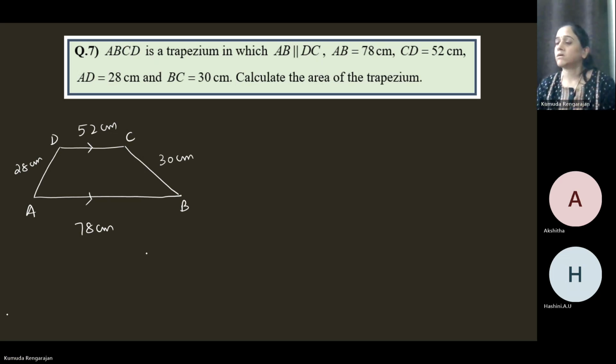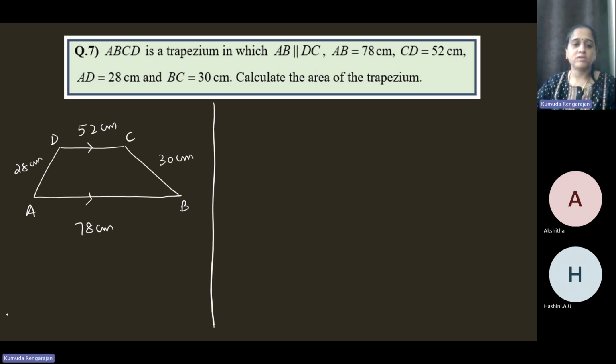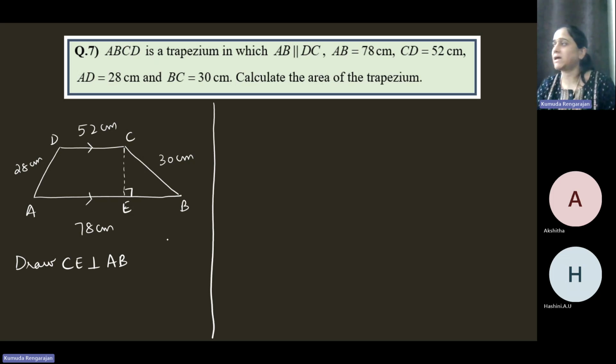Okay. All right. Now, it's not possible to find the area of the trapezium using the formula because we don't have the value of h. So you need to do this construction. Draw CE perpendicular to AB. Why? Because we don't have the distance between the parallel sides, the value of h.